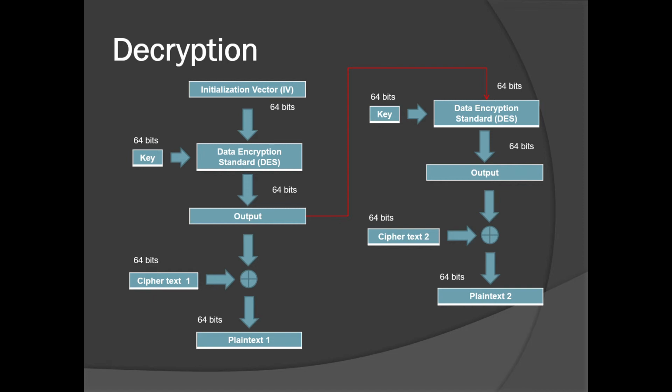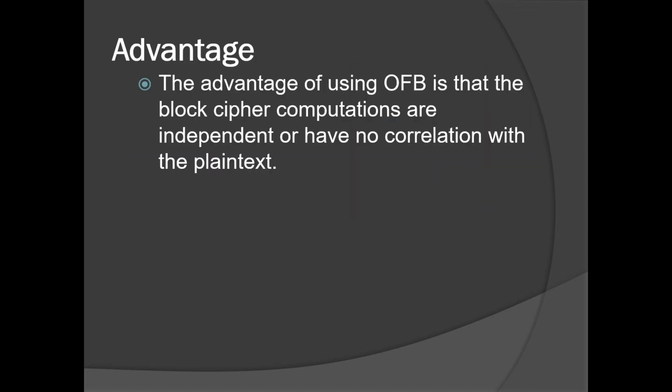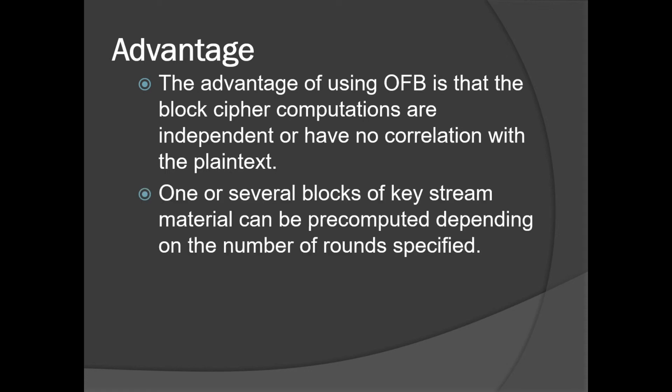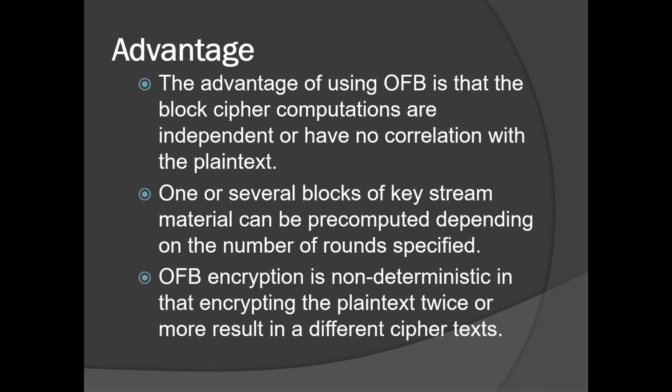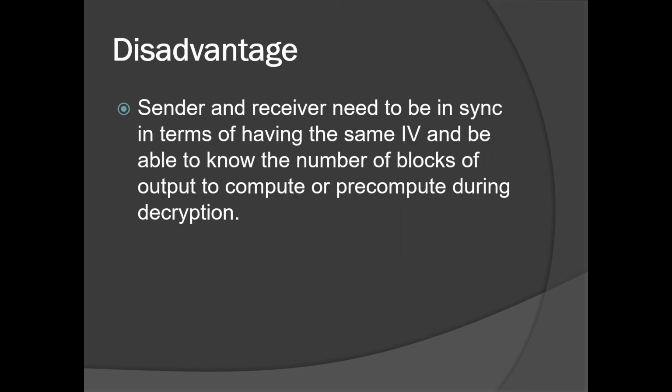encryption phase. Speaking of the advantages of using OFB, the block cipher computations are independent of, or have no correlation with, the plaintext. One or several blocks of keystream material can be pre-computed depending on the number of rounds specified. OFB encryption is non-deterministic in that encrypting the plaintext twice or more results in different ciphertexts.